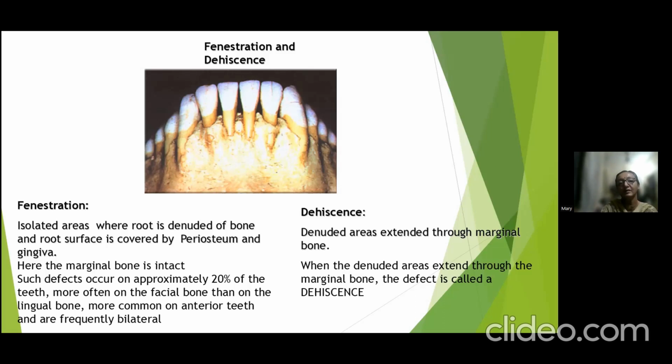If you look at the picture carefully, you can see there is a tendency for it to occur bilaterally. Both lateral incisors show a fenestration. That is the trend commonly seen in such defects. Dehiscence is when the denuded area extends through the marginal bone. That is, the marginal bone is not intact, as we see in the incisors and the canine area. There is loss of marginal bone.